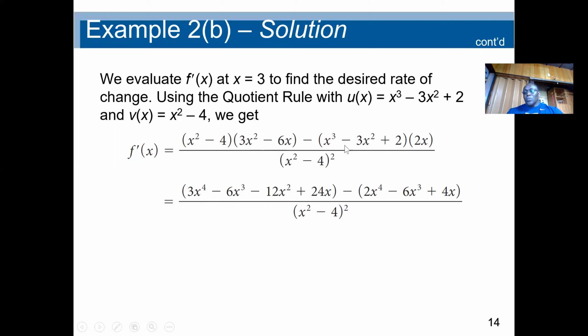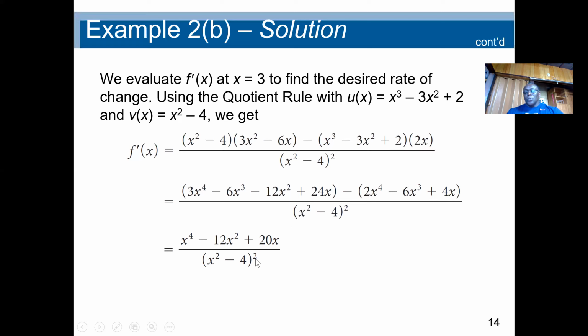Then we do this separately. 2x times x cubed will give me 2x to the power 4. 2x times 3x squared will give me 6x cubed. 2x times 2, and everything is positive. 2x times 2 is 4x. Remember, we have a negative here, so all the terms in the parentheses here will change sign, the second term. And that's what we did. Then we combine the like terms, and this is what we get.